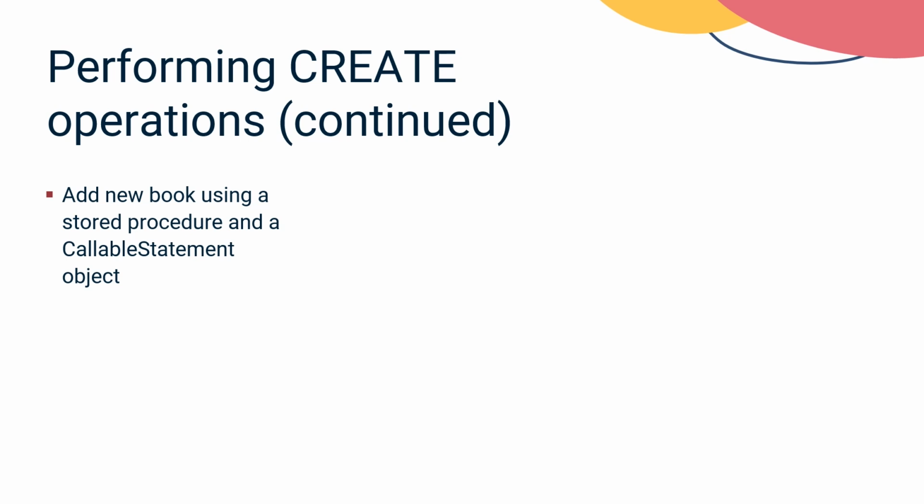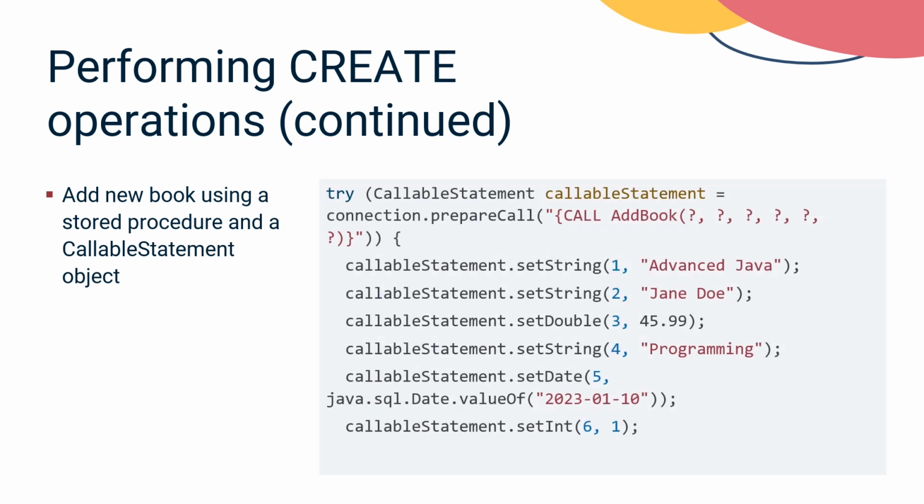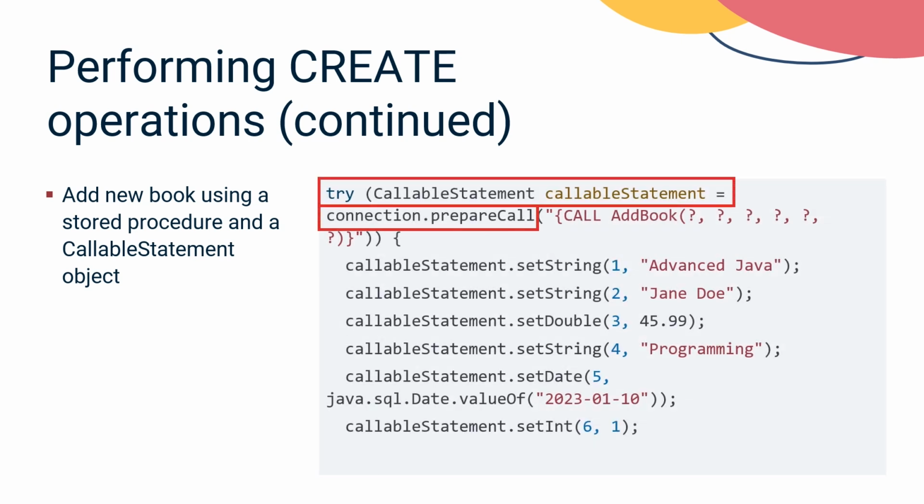This is another more advanced example of adding the same new book to the inventory with the same information, but it uses a stored procedure and a callable statement object. This is the stored procedure, and this is the Java code with the callable statement object. In this code, the try block creates a callable statement object using the connection.prepareCall method.